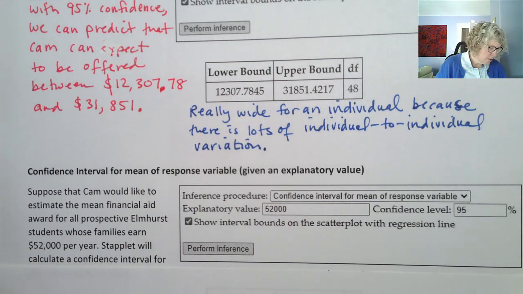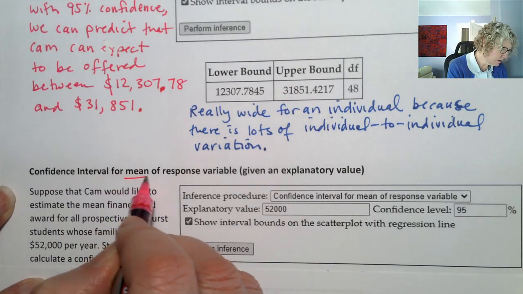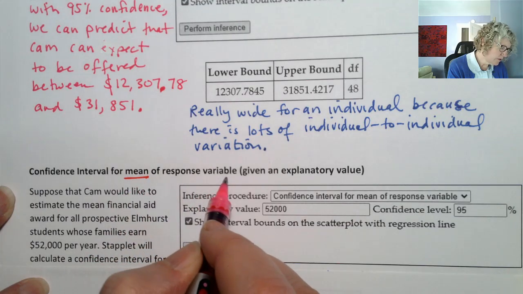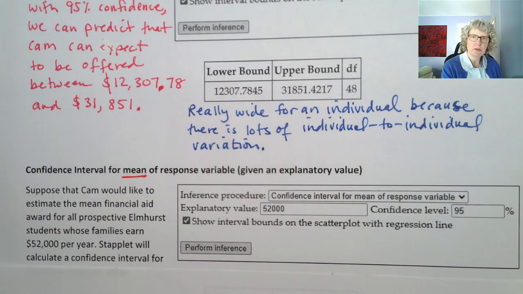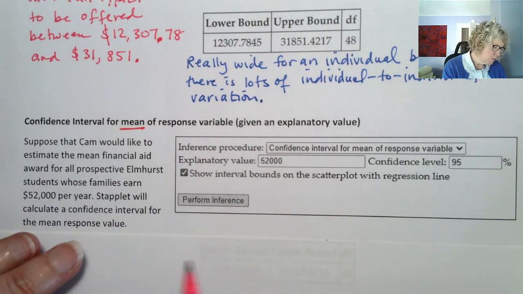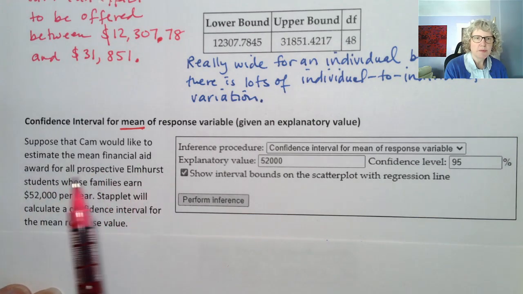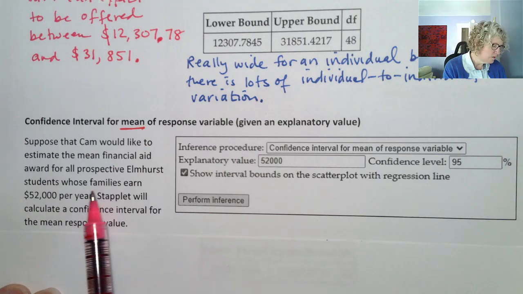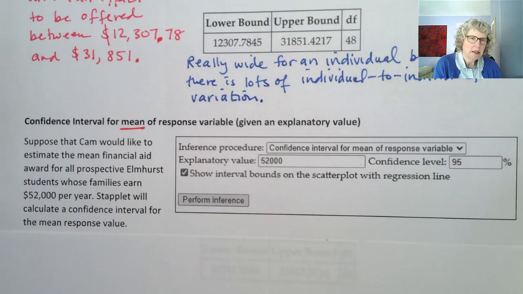The wording is similar, but the difference is it's a confidence interval for a mean, the mean of a response variable, given an explanatory value, just like we were given the 52,000. So let's see what the difference in the interpretation is here. Suppose Cam would like to estimate the mean financial aid award for all prospective Elmhurst students whose families earn $52,000 a year. Okay, so now we're talking a mean, estimating a mean versus an individual.